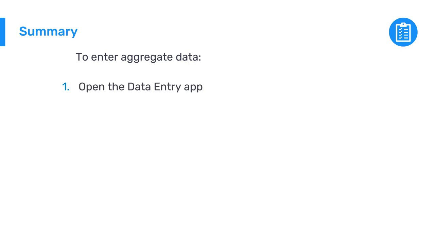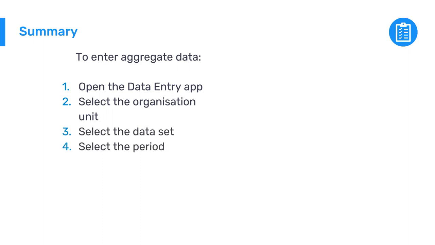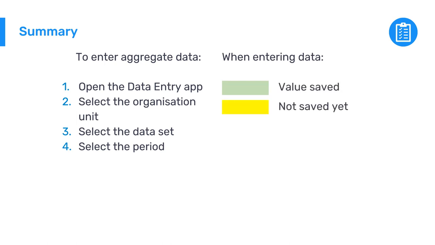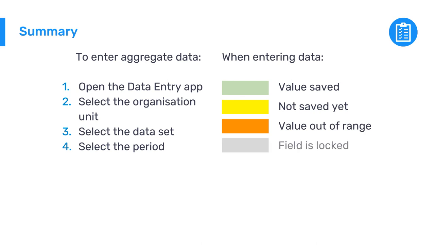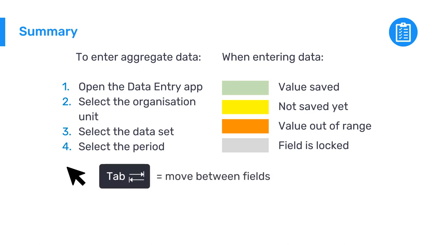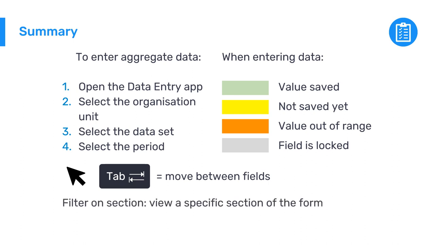In summary, to enter aggregate data, you first need to open the Data Entry app from the Apps menu, then select the organization unit, the dataset, and the period. When entering data, the green color means your value has been saved. Yellow means that it is not saved yet. Orange means that the value entered is out of range. And gray means the field is locked. In addition to clicking or using Tab to move between form fields, for forms with multiple sections, you can use the Filter on Section option to view a specific section of the form.